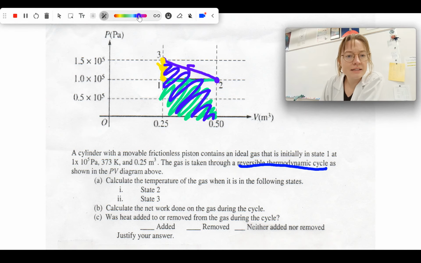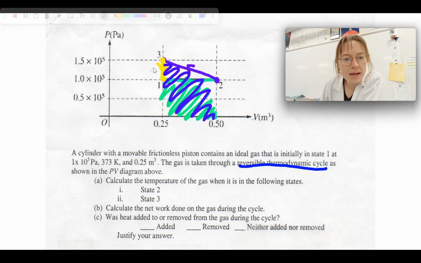Then the next amount I would calculate is the work done from 3 to 1, but hey, check it out. There's no area under that line, and we know that makes sense because there's no work done during an isovolumetric process. So that makes sense.